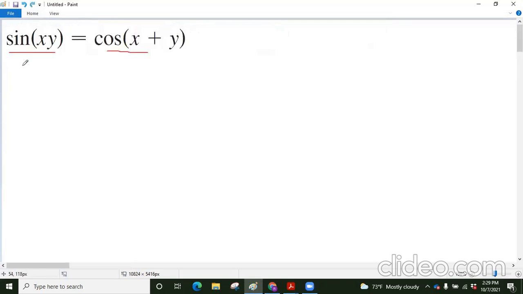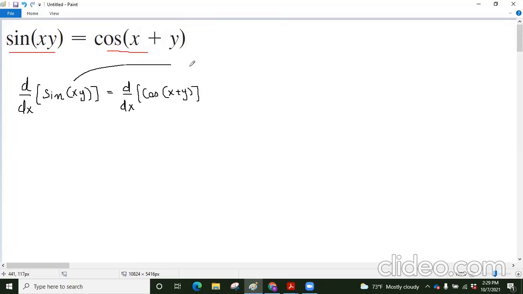Actually, let me zoom in here. We'll say that this is the derivative, d over dx, of sine of xy equals the derivative of cosine of x plus y. Now, you could very well just go off to the side and take the derivative of this, and go off to the side and take the derivative of that, and then put them back. And maybe that's not a bad idea.